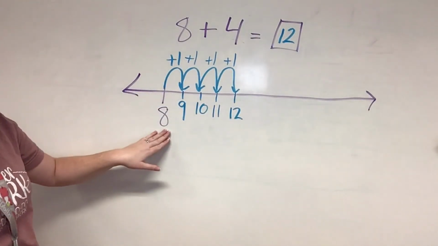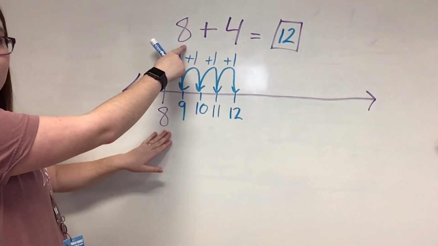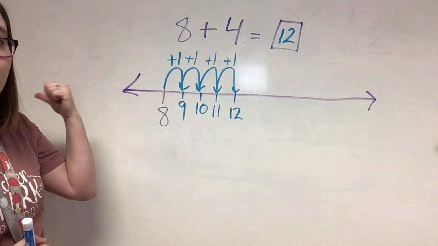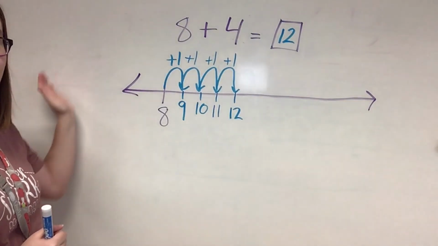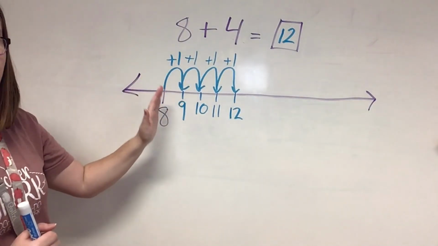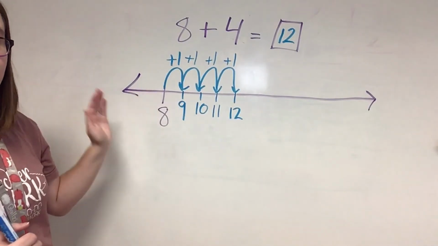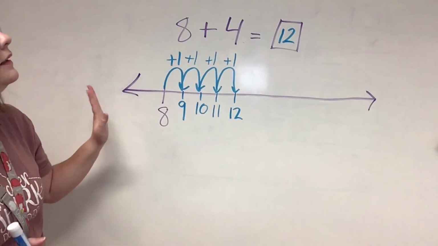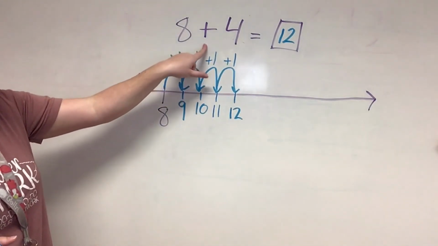We start at 8. That's where our problem starts. And since this is an addition problem, that works. I could start at 0 if I want to, but I would have to make 8 jumps before I could even start my problem. So this helps us be a little bit quicker, a little more efficient. Then I made sure to add 4.